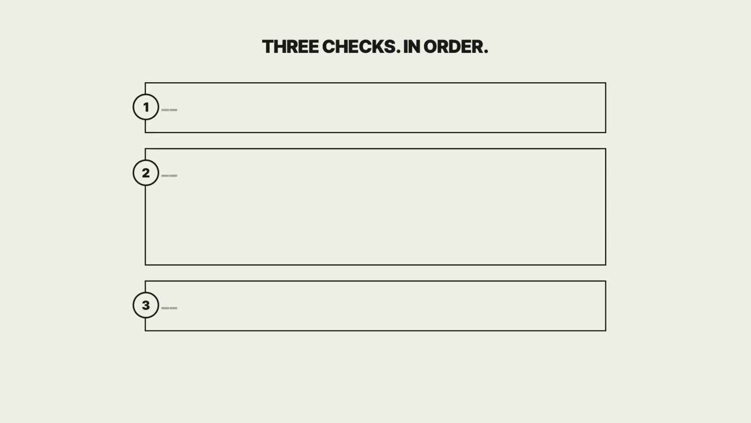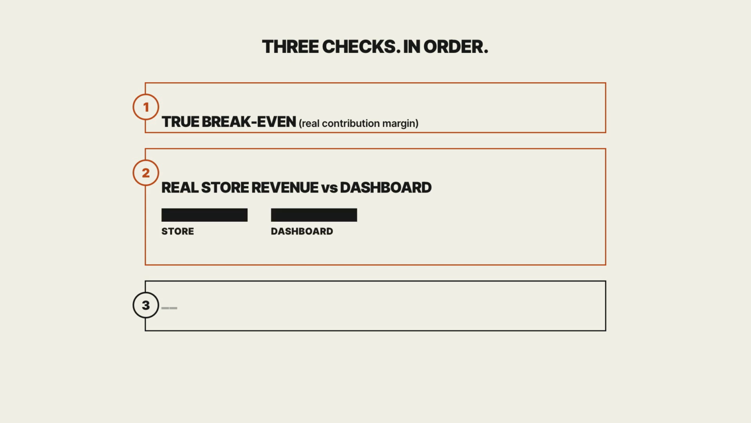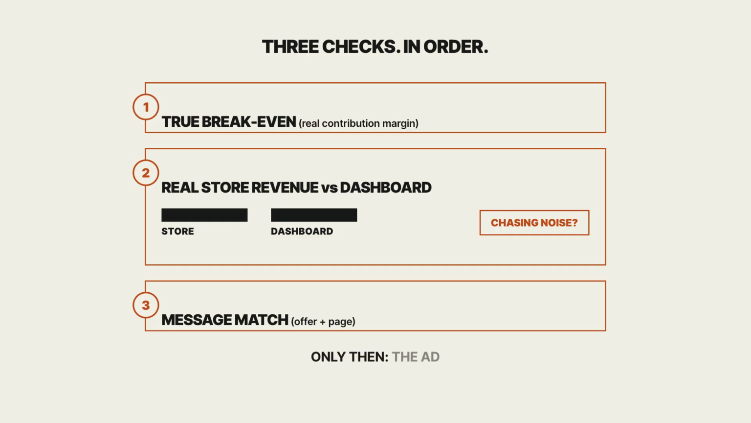So before you blame the ads again, run these 3 checks in order. 1. Compute your true break-even return on ad spend from your real contribution margin, not gross margin. 2. Compare your real store revenue to what your dashboard reports, because advertisers structurally cannot measure their own ad return with precision, so you might be chasing noise, not a real problem. 3. Read the funnel itself. Look at the gap between clicks and sales, then check the offer and the page for a break in message match. Only after those 3 does it make sense to touch the ad.